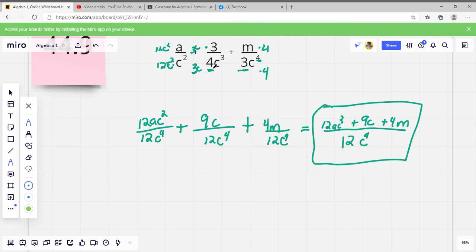So look at your numbers and find a common denominator for your numbers. And then look at your variables. You have to use each one at least once. So we only had one variable, it was c. And then you just go with the highest exponent.